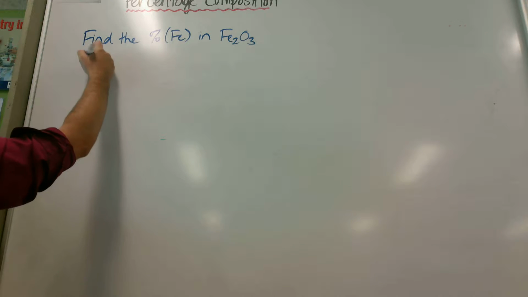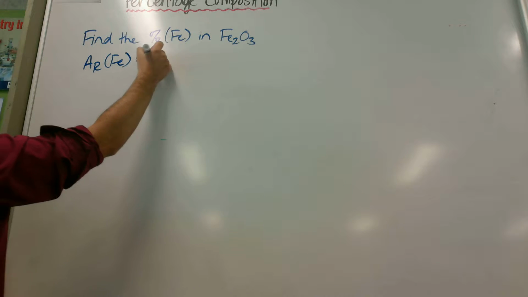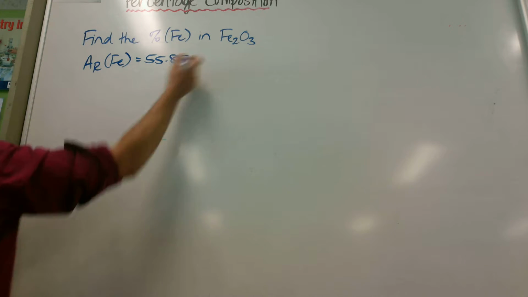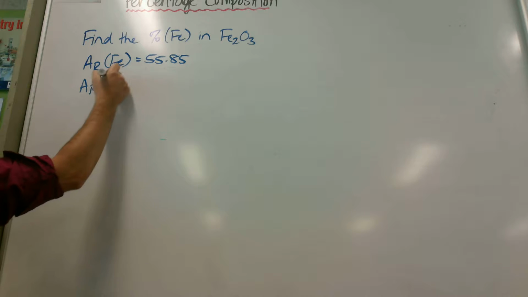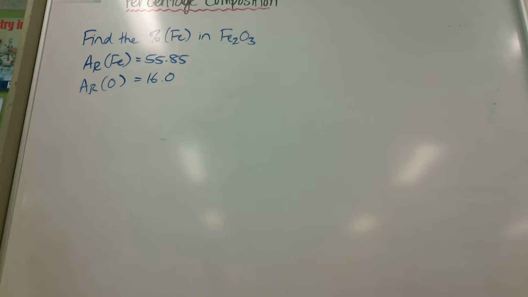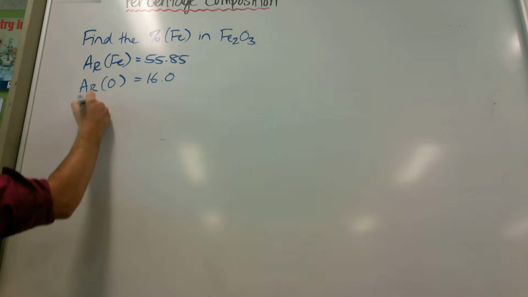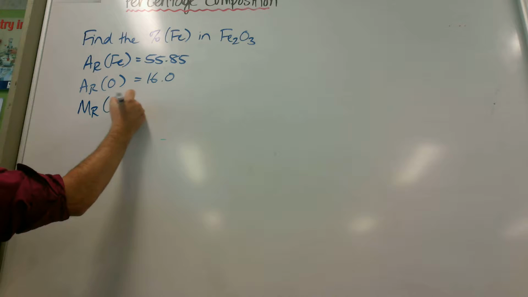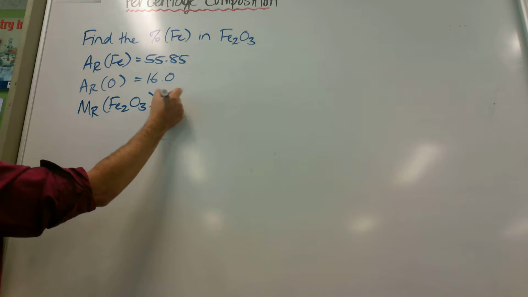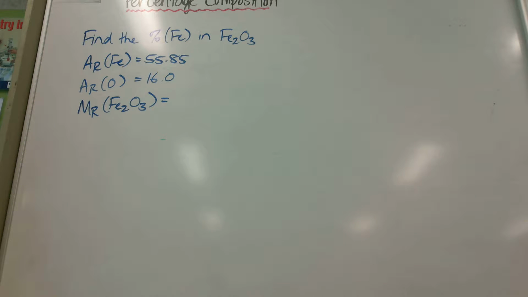So what we've got here is the atomic mass of iron is equal to 55.85. The atomic mass of oxygen is equal to 16.0. Okay. Using those numbers, we can see there's 2 irons and 3 oxygens in there. So we go 2 times the first number, 3 times the other. We get the molar mass of iron(III) oxide, and we'll just do that quickly.